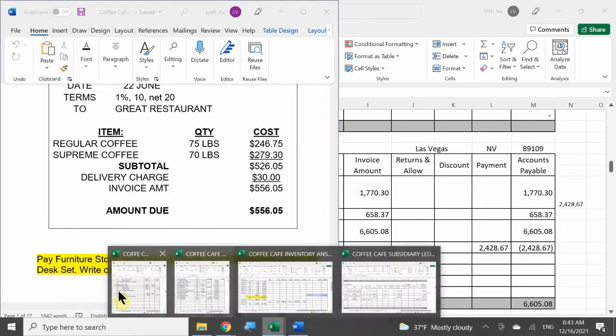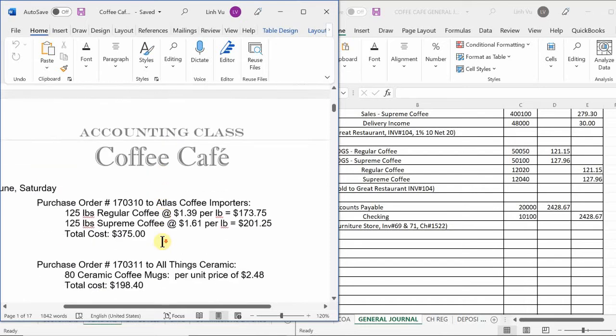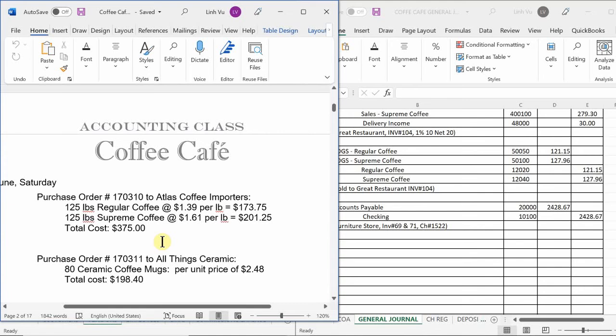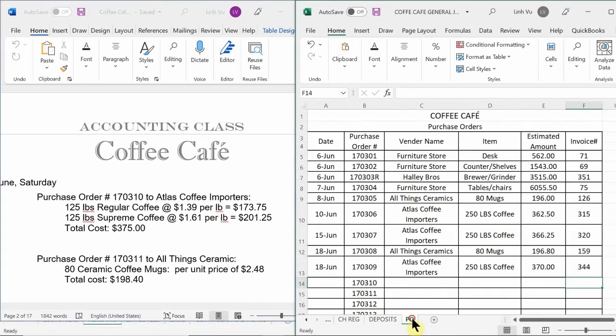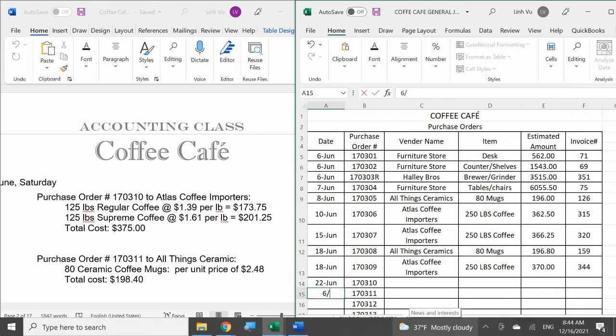Okay. So now the next thing here is we're going to put some purchase orders in. Okay, so we have one for Atlas Coffee and for All Things Ceramics. We just plug that in into the purchase orders. So first one we have here is the purchase orders for Atlas Coffee for same thing, 250 pounds of coffee for $375.